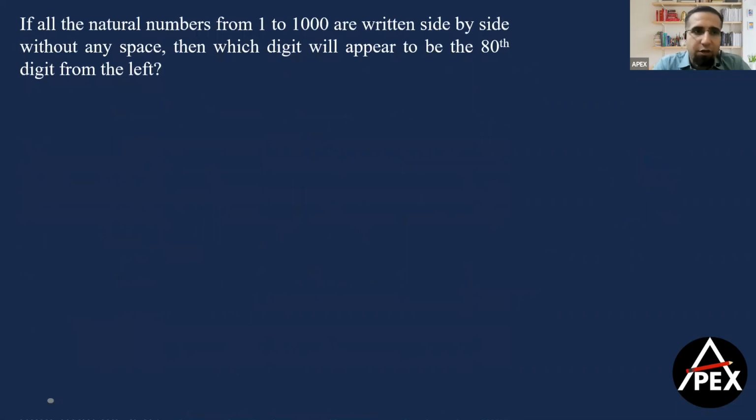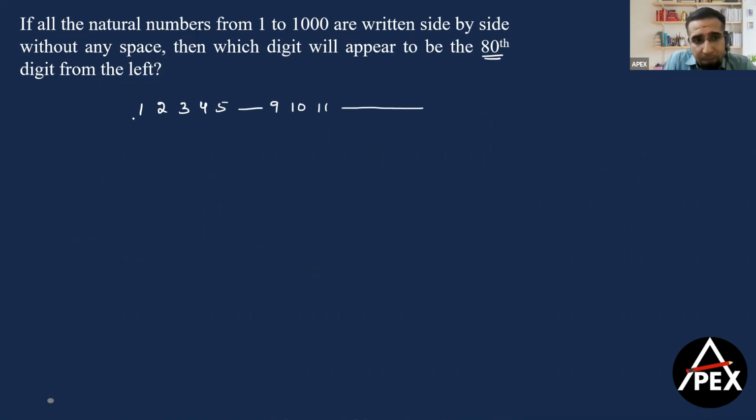Right. Now let's get one more question here. If all the natural numbers are written side by side, which digit will appear as the 80th digit from the left? From the left means I'm going along these lines. 1, 2, 3, 4, 5, so on till 9. Then I have 10, 11, 12, and so on. So I want the 80th digit from the left.